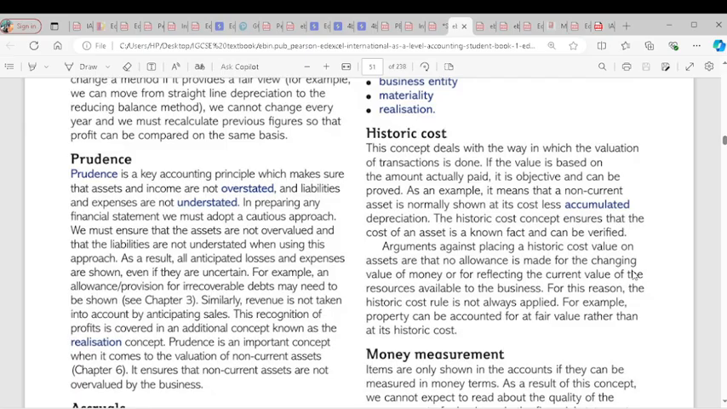And being prudent means your assets are recorded the way they are, your liabilities are recorded the way they are, your expenses are recorded the way they are, your revenue are recorded the way they are.